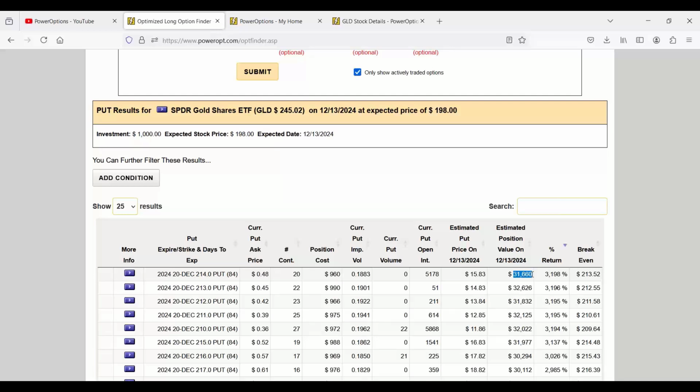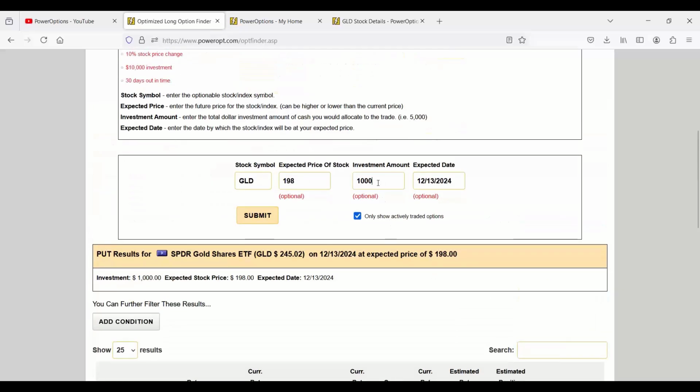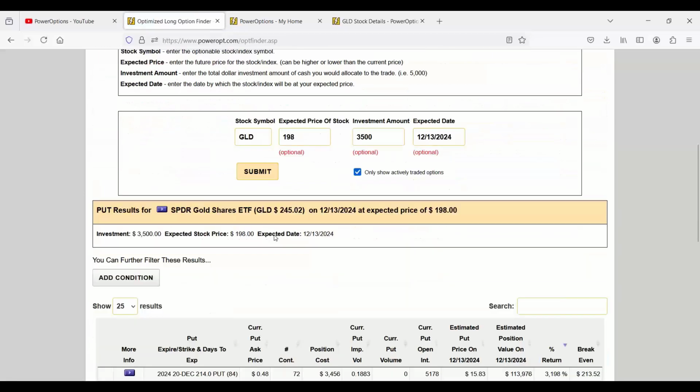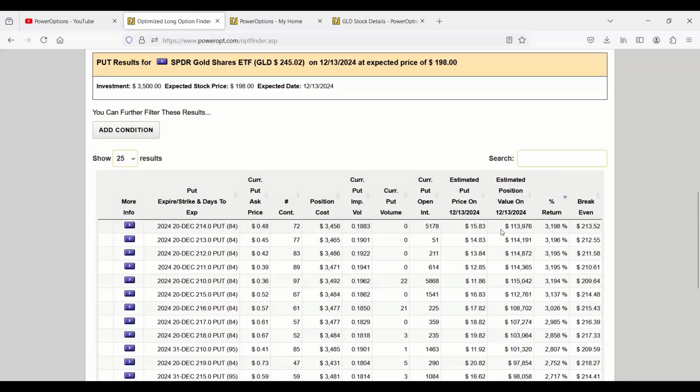What if I wanted to hedge half of that decline? So I want to be at $100,000. Well, naturally, I just have to increase my investment amount, right? Let's say we go up to $3,500. I've got $1 million in physical gold. I'm going to spend $3,500 to insure it. Is that going to help me hedge half of the position? Let's run that again. And here we are.